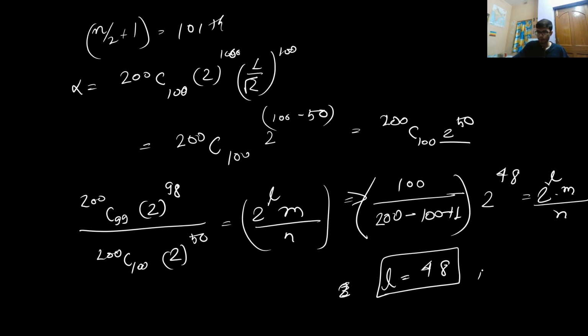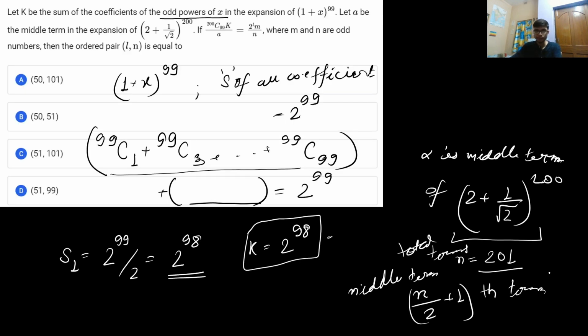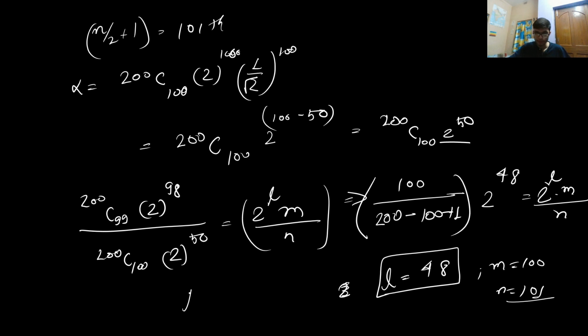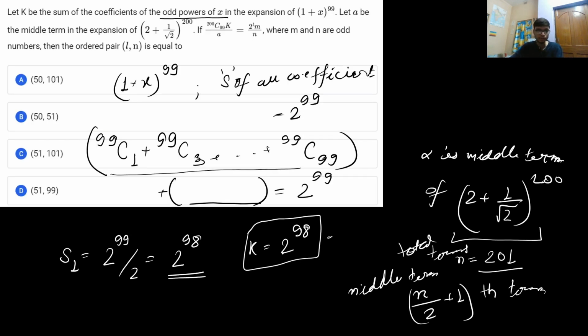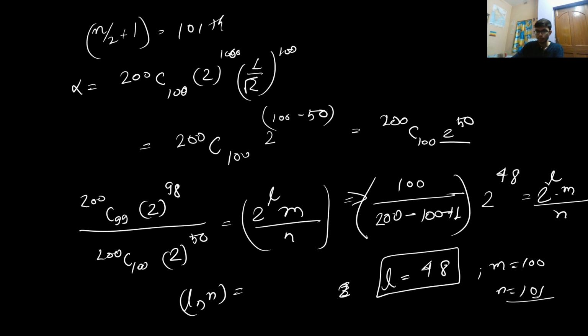So the m value is equal to 100 and n value is equal to 101. From here the answer is asked for the ordered pair of l comma n. So this is 48 comma 101. But it is also said that m and n are odd numbers. Okay, so this is also given in the question, that m and n are odd numbers.